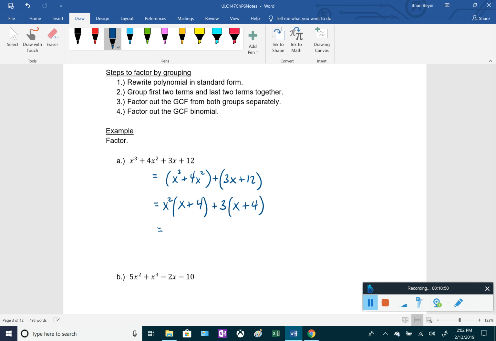So if grouping is going to work, we should have a binomial in both terms that is the same, which we do. They're both x plus 4. So what we do is we factor out that GCF binomial, and we're going to be left with x squared plus 3.